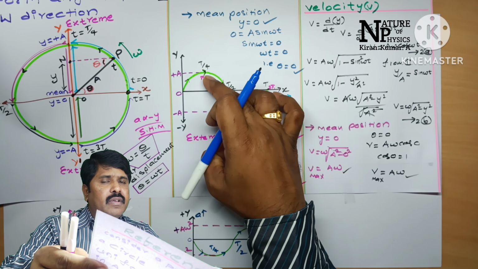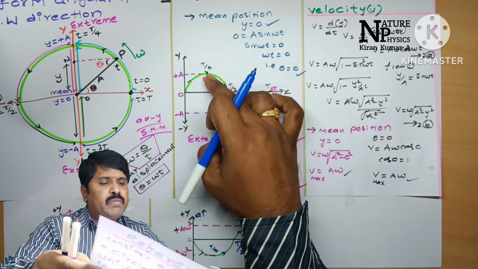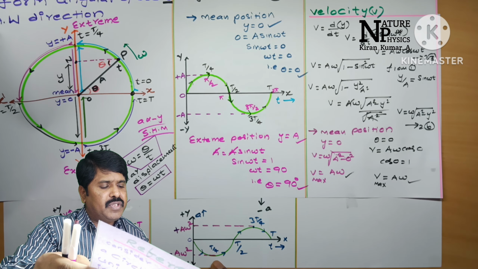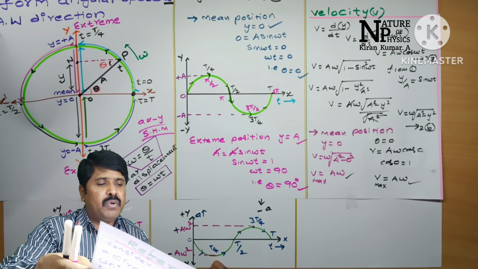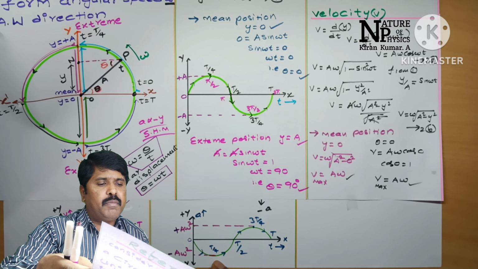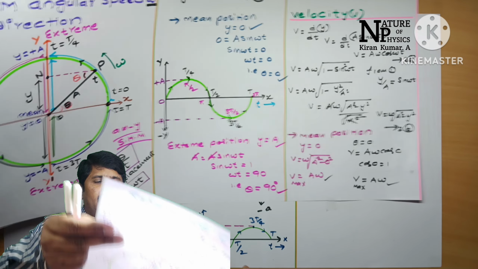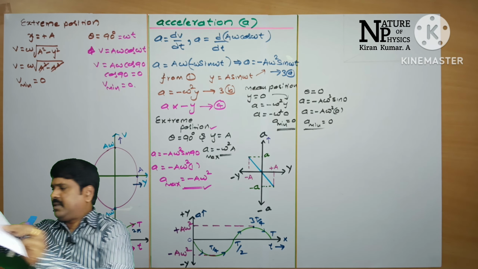So here the graph is quite opposite when comparing displacement and acceleration. See, displacement is positive, acceleration is negative. Both are equal in magnitude and opposite in direction. Okay, students, and then continuing, next we will have an equation.